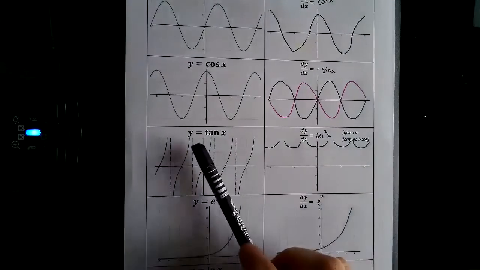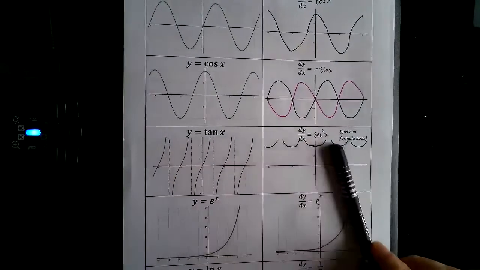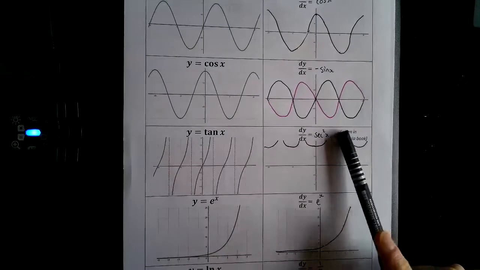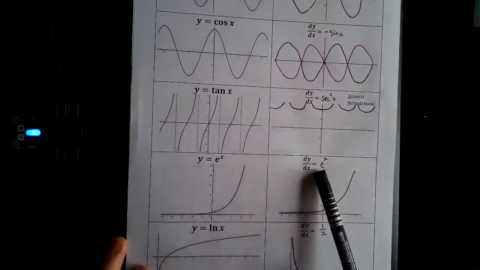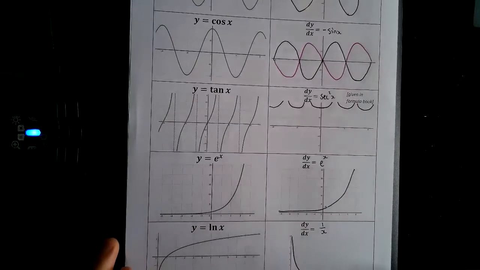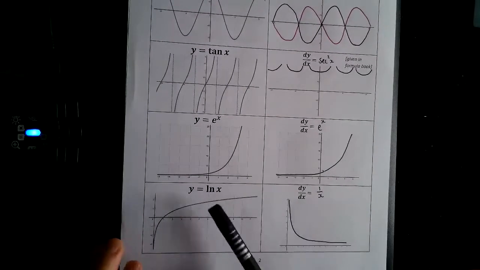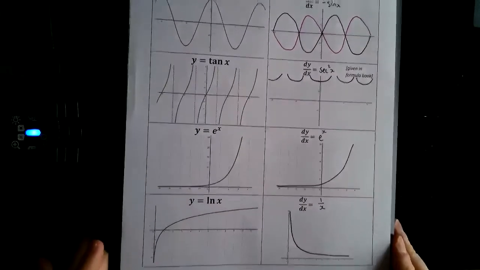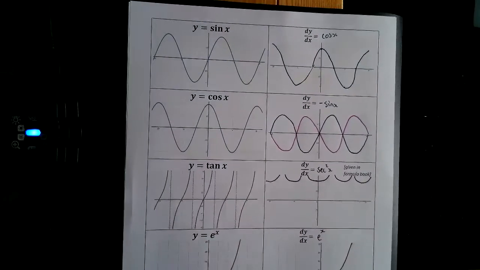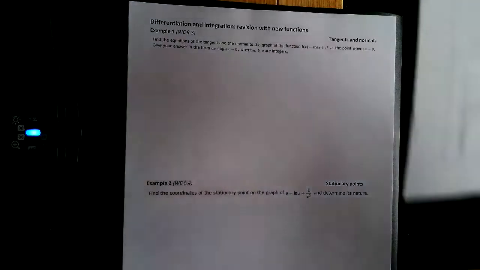Tan x differentiates to sec squared x. Now that one's given to you in the formula, so you don't need to memorize that. e to the x differentiates to give e to the x. And ln x differentiates to give 1 over x. So the most important thing is just being able to use those results.